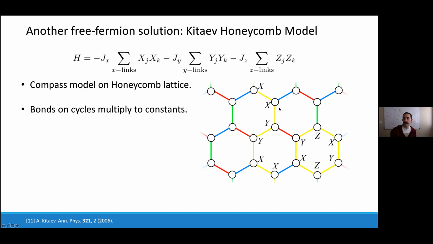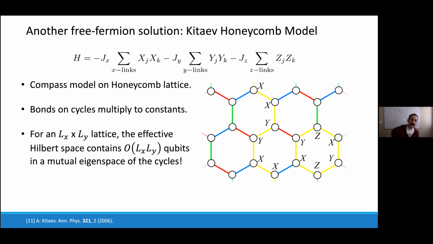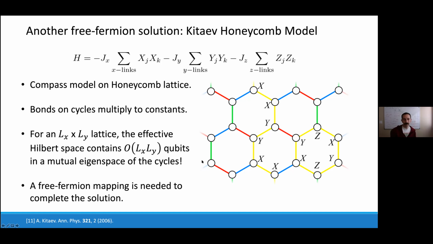There are also some other operators that are string-like, and depending on how you define boundary conditions, if you put this on a torus, these are also going to commute with the Hamiltonian. So if I take an Lx by Ly lattice, the effective Hilbert space contains about Lx times Ly qubits in a mutual eigenspace of each of these cycles. So these sort of homotopically trivial cycles, as well as these non-trivial cycles, depending again on your boundary conditions.